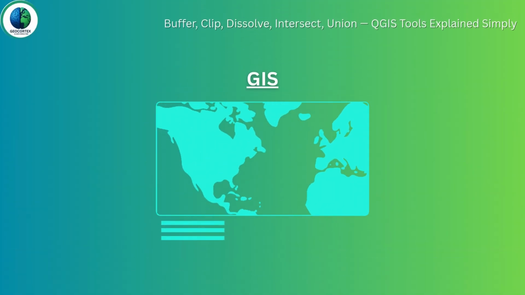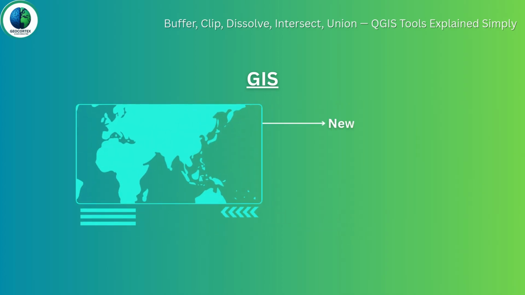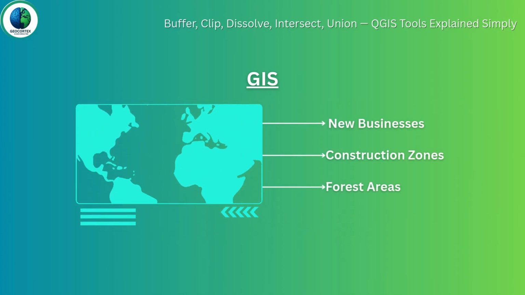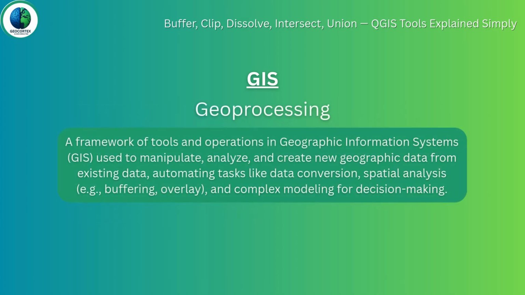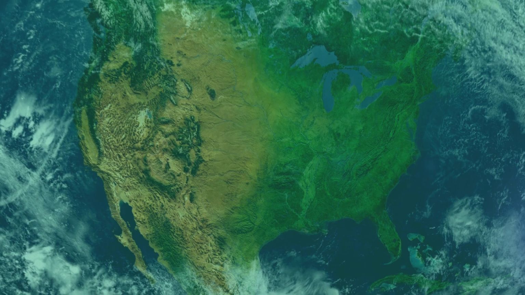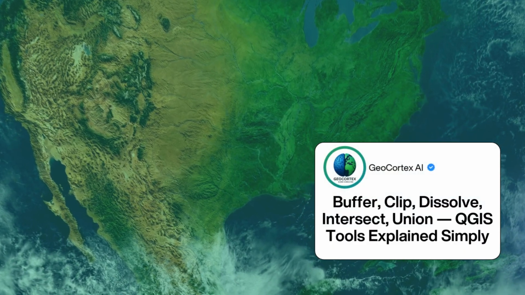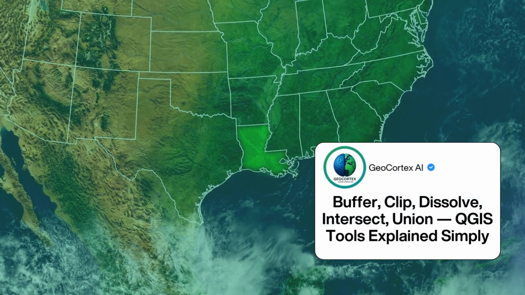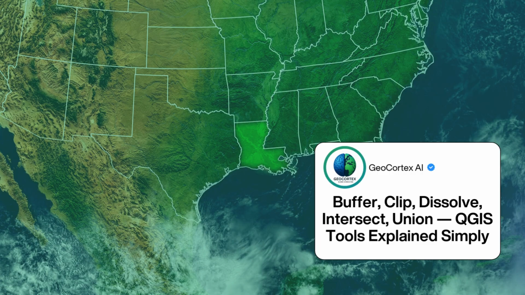In GIS, maps aren't just visuals, they're decision-making tools. Geoprocessing helps you analyze distance, overlap, and boundaries with accuracy. Without these tools, GIS would just be drawing. In this video, we'll explore some of the most essential geoprocessing tools in QGIS.